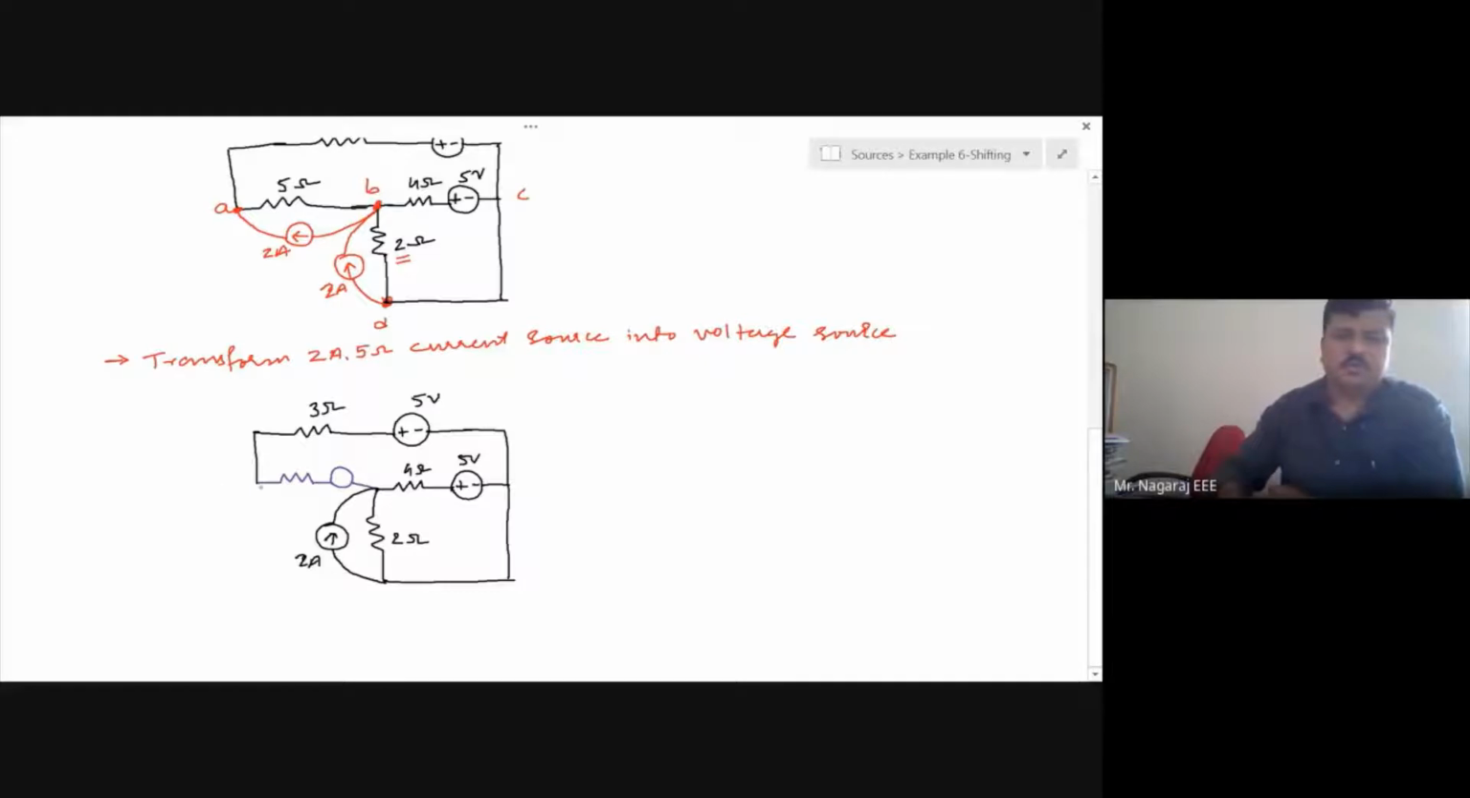It can be transformed into a voltage source where the resistor remains 5 ohms. This resistor of 5 ohms remains the same, and let the voltage source be V1. See the direction of the 2 ampere source. It is from node B to node A. Let this be A, B. This is C, and this is D.